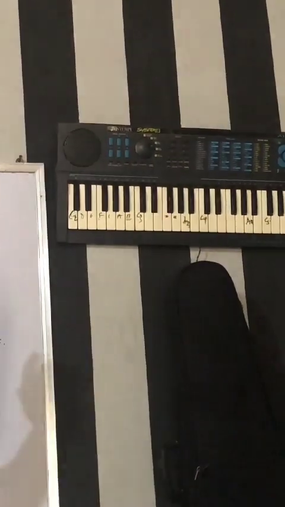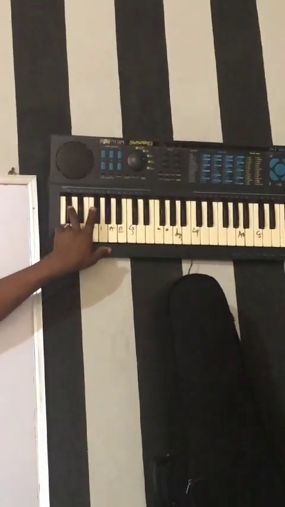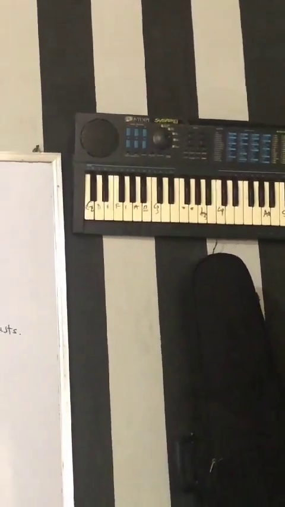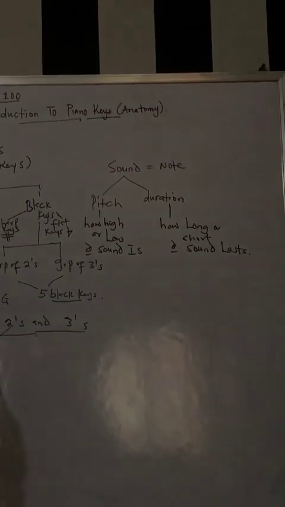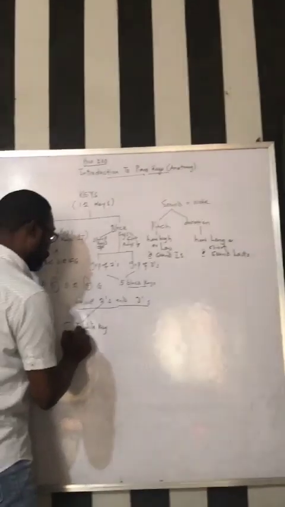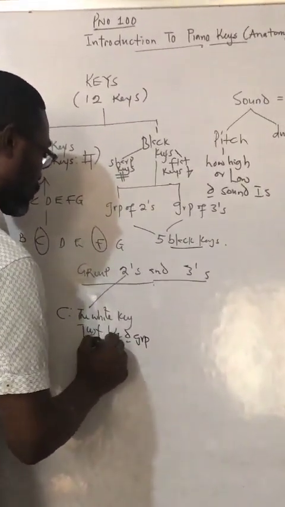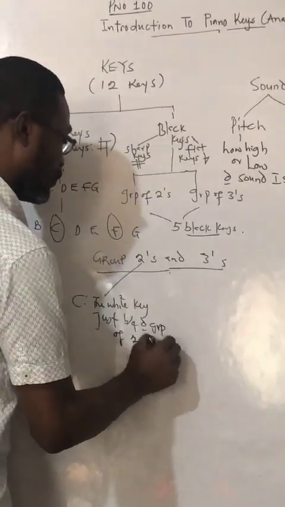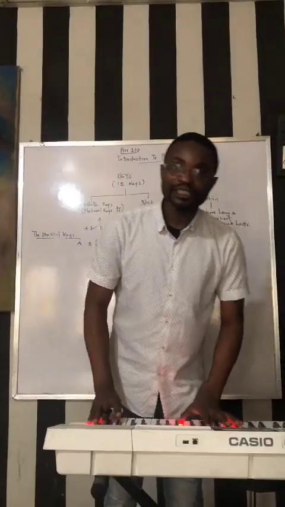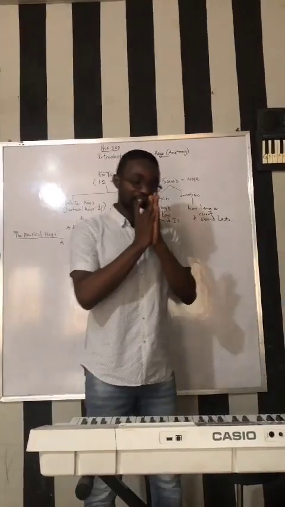And the first white key that is just before the group of twos, that white key just before the group of twos, is the key referred to as C. So C is the white key just before the group of two. It's that simple, and this is compulsory. It's a rule on any keyboard, any piano, grand piano, or whatever it is.